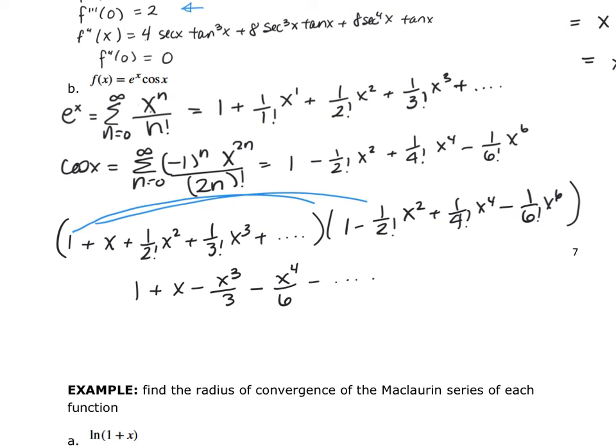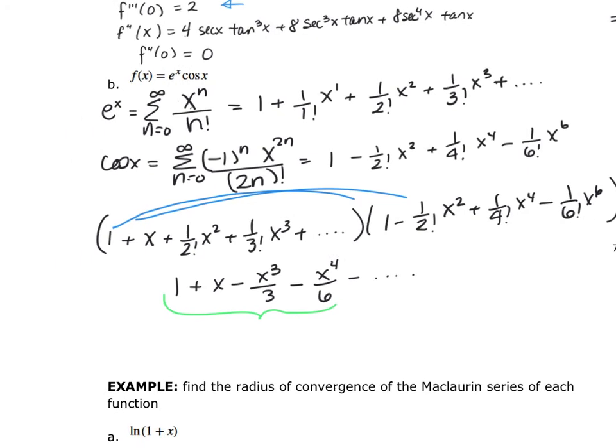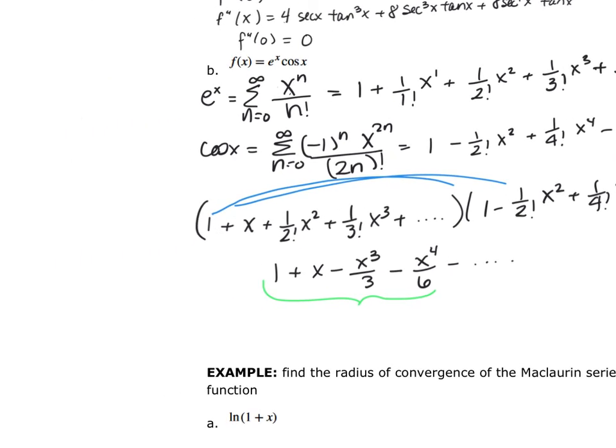So this is what it's equal to. I only needed to find the first 3 terms, so, well, that's more than I need, but that is what e to the x cosine of x is equal to. I didn't have to do a lot on this one.